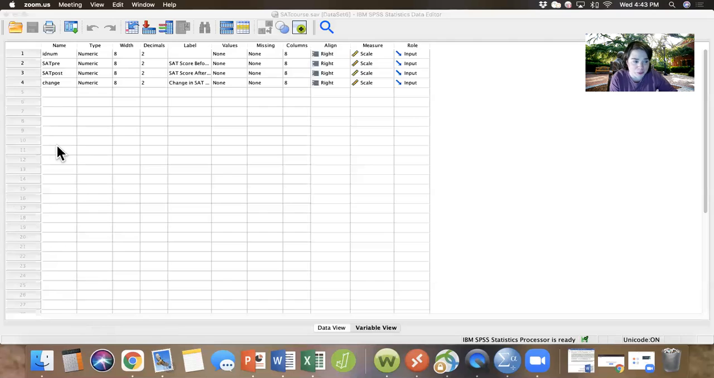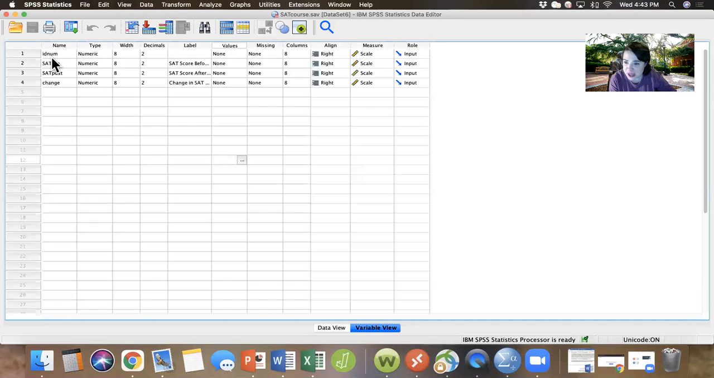Okay, so how do we do that? Well, first, what we're going to want to do is make sure we have all the right variables. So if we look at variable view, we have SAT pre, which is the SAT score before the SAT prep course, and SAT post, which is the SAT score after the course. Okay, so we know that we have all the right variables there.